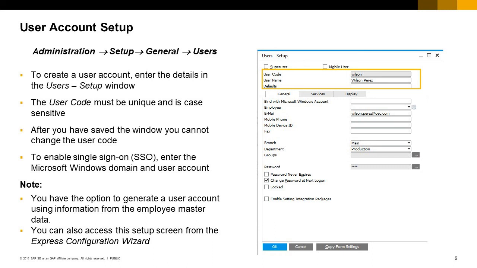The user code must be unique, up to 8 characters, and is case sensitive. Once saved, the user code cannot be changed. To enable the user to log in with single sign-on, SSO, enter the Windows domain and account name. You must also enable single sign-on functionality in the System Landscape Directory, SLD. As a result, users can access SAP Business One without entering their user code and password. If you want to use the single sign-on function for SAP Business One, version for SAP HANA, you must choose Domain User Authentication and specify the domain name and user during the installation of the SAP Business One server components.